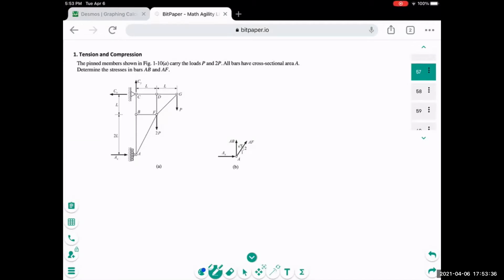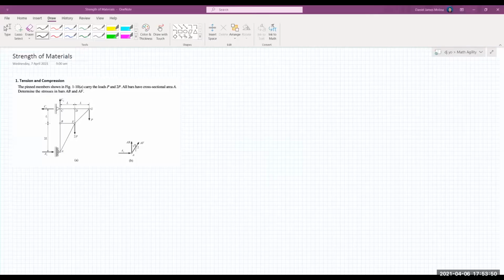So I think you're gonna share your screen, Daniel. So let me unshare my screen first. All right, you can share your screen. Okay. So, can you see my screen now, sir?